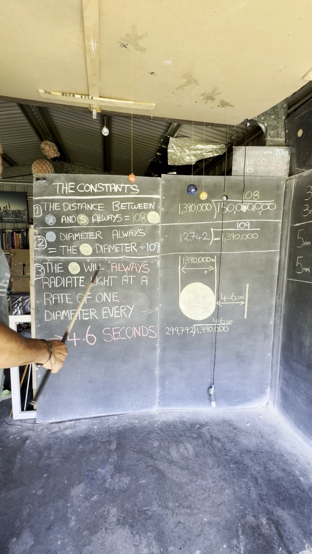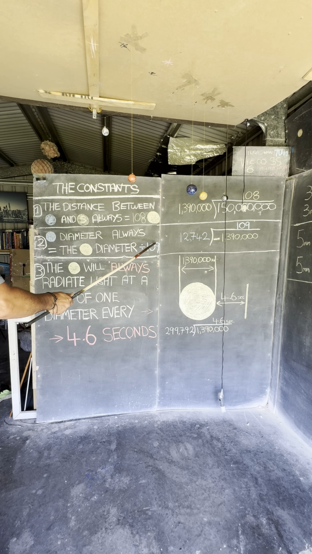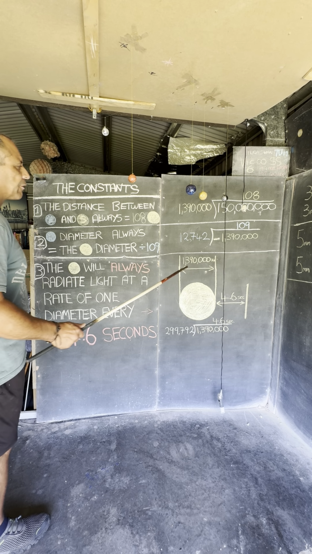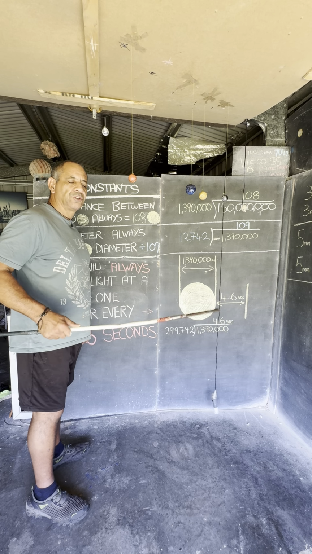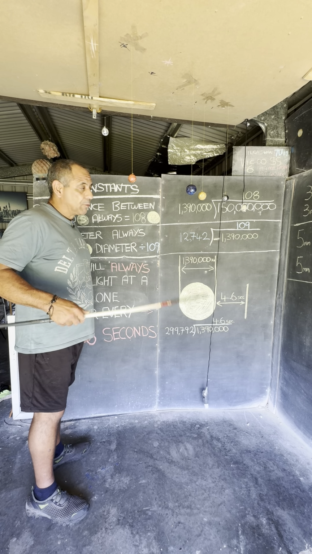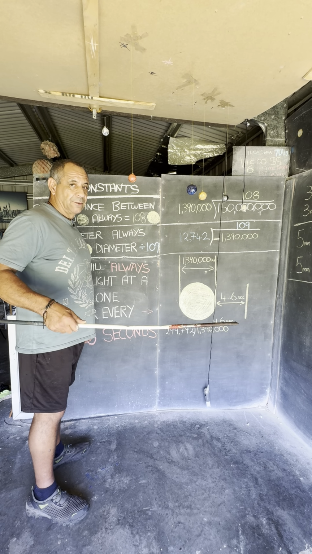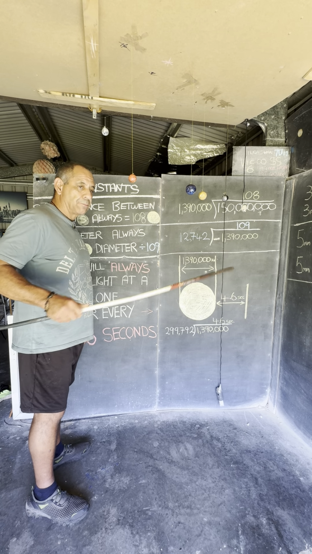The second constant, Earth's diameter in this exercise, is always going to be the Sun's diameter divided by 109. The reason for that is if we divide the Sun's diameter by Earth's diameter, we get 109. There are 109 Earth diameters in the Sun's diameter. So to get Earth's diameter, all we ever have to do is divide the Sun's diameter by 109.